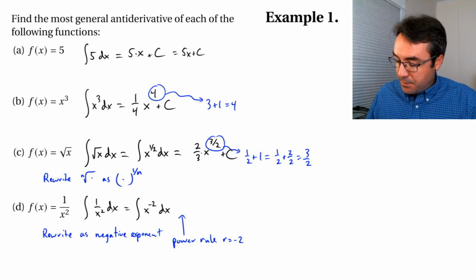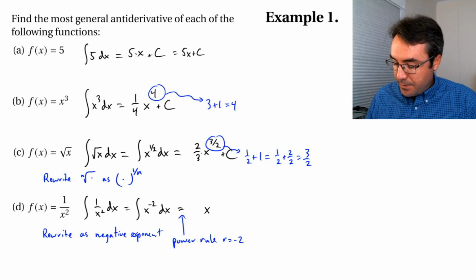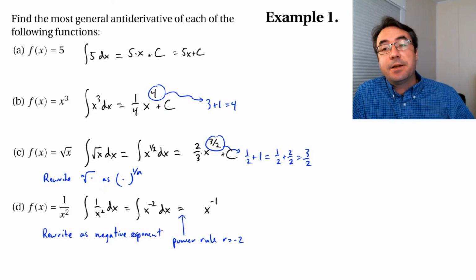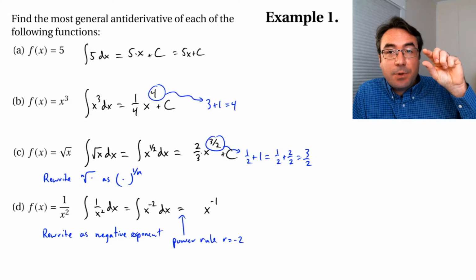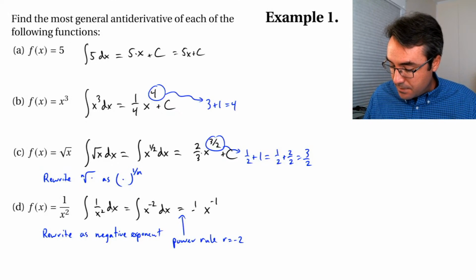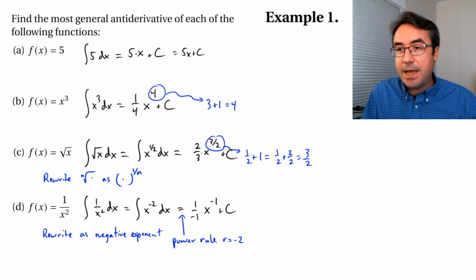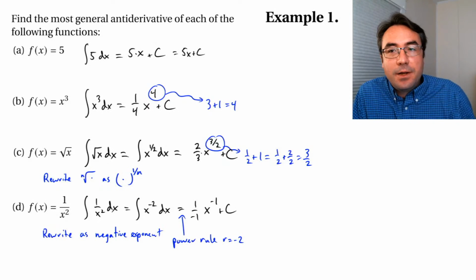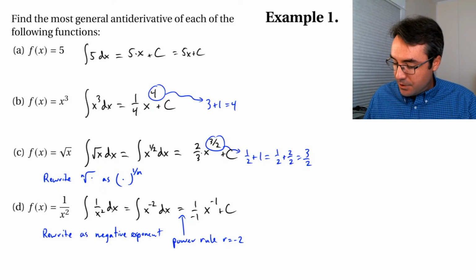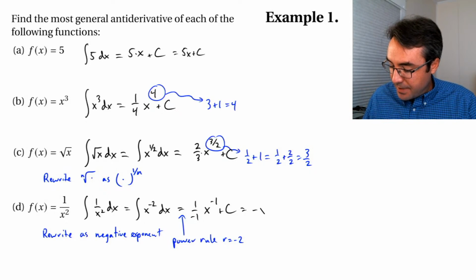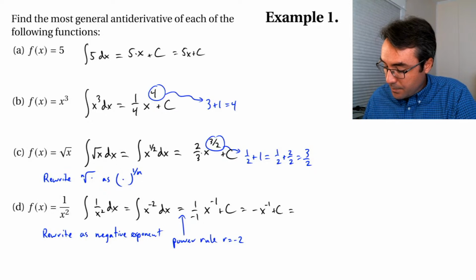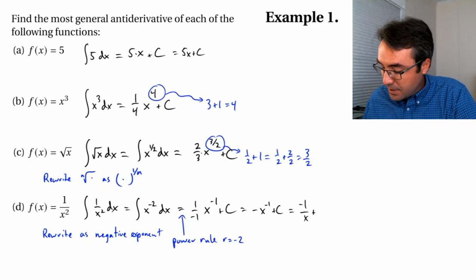And let's apply it. So we write down our variable. We add 1 to the exponent. So we go from negative 2, we go up to negative 1. Then we take that new exponent, flip it, put it in front. And then we add our plus c at the end. And then 1 over negative 1 is just negative 1. So just a negative. So if we wanted to, we could write this as negative x to the minus 1 plus c. Or if we want to go a little bit further and write it back as a fraction, we could do that as well. So we could write this as negative 1 over x plus c.